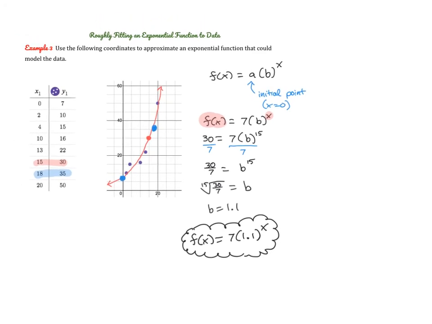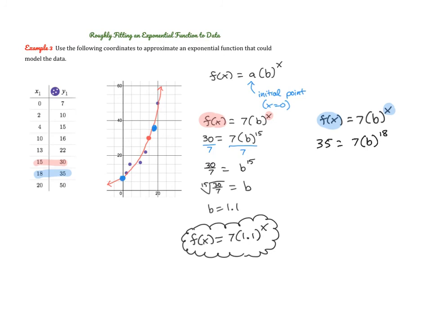And again, it is up to you to decide what is the best, or are the best 2 points to use. So again, we still have that initial point at 0, 7. So that's our a value, 7 times b to the power of x. And we still need to find that b value. So we're going to temporarily substitute x with 18 and our y value with 35. So we'll do 35 equals 7 times b to the power of 18.